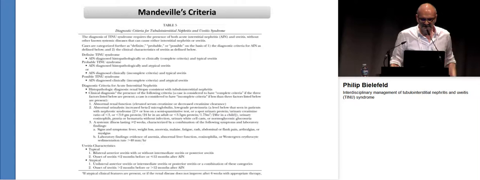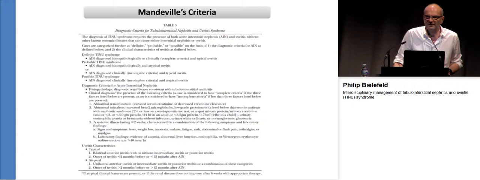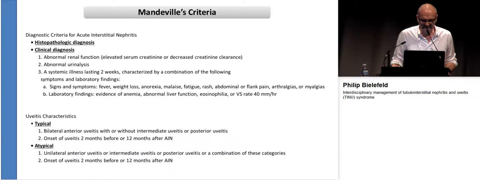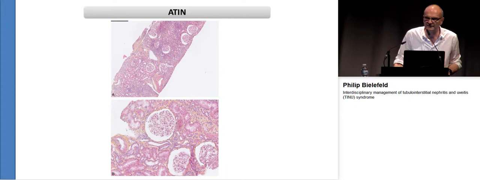Here are Mandeville's criteria, which of course you cannot read, and that you will find in his publication. So I simplified them for this slide. Two important pieces of information. You do not need renal biopsy to make the diagnosis of acute interstitial nephritis if your patient meets all biological criteria for that. Second, uveitis is typically bilateral, anterior, with an onset between 2 months before up to 12 months after acute interstitial nephritis. Here is a nice slide of acute interstitial nephritis I will not try to comment.